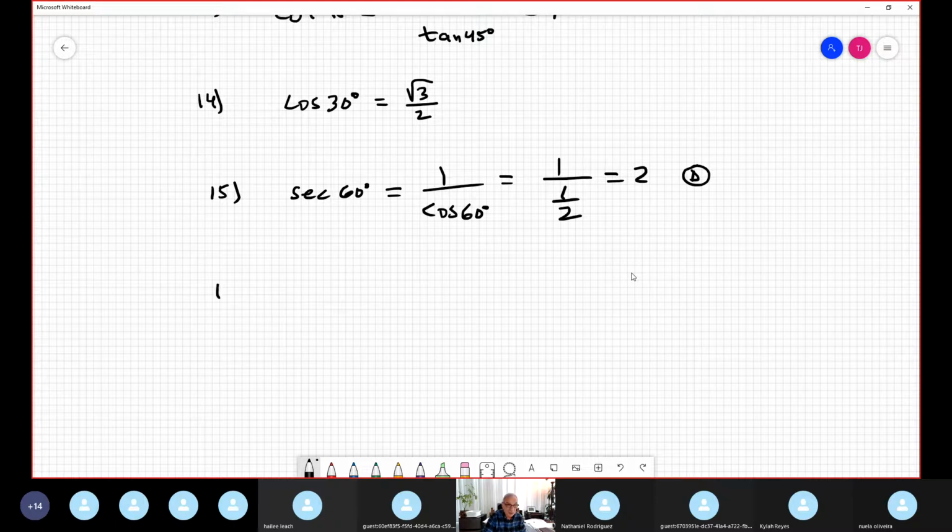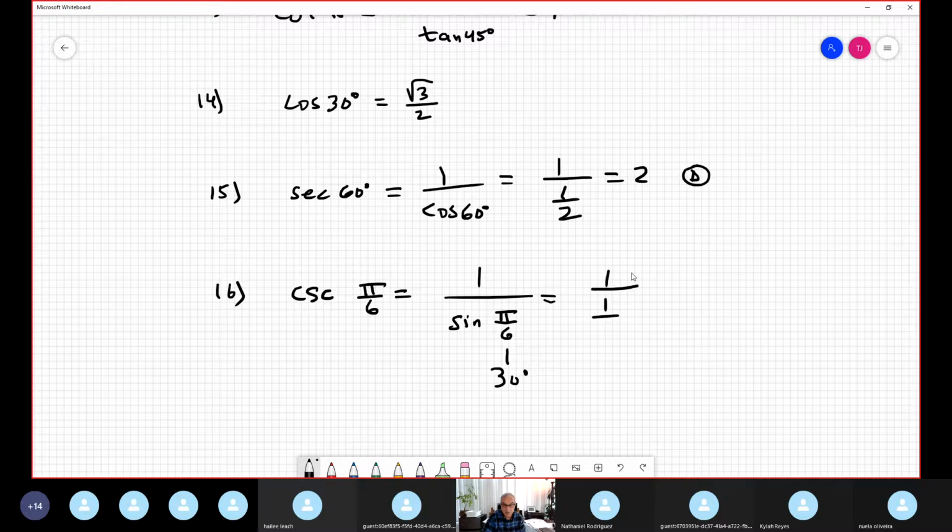16 is cosecant. Cosecant pi over 6. Well, I have an idea, but I know that it's the reciprocal of sine. Pi over 6 is 30 degrees, and sine 30 degrees is 1/2. Therefore, the answer is 2. Okay, the option A.